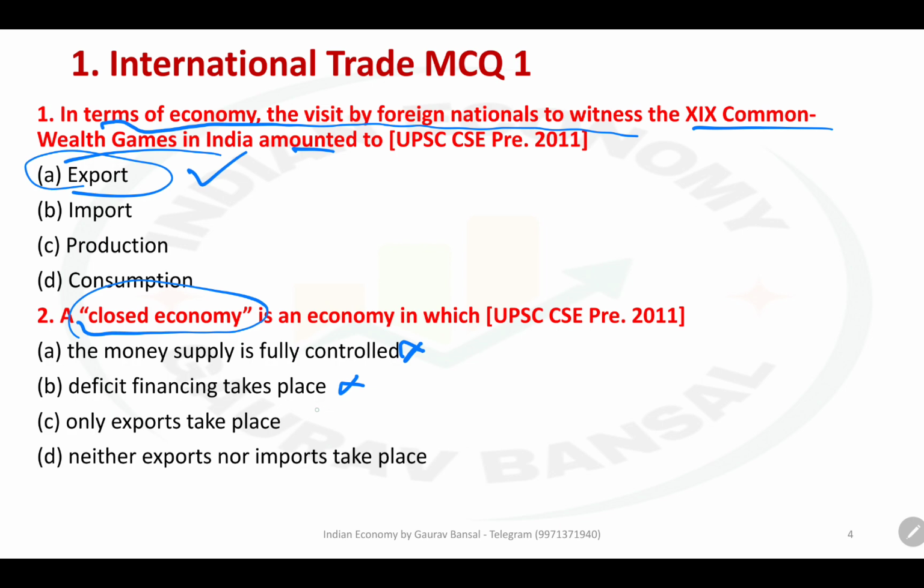Only export take place? No. Neither export nor import take place. This is actually the closed economy, which doesn't want to associate with other countries, simply wants to stay aloof. So answer is D.